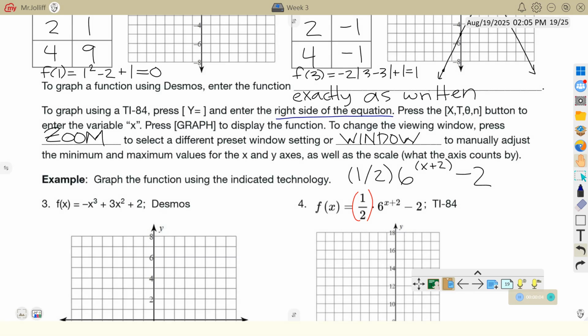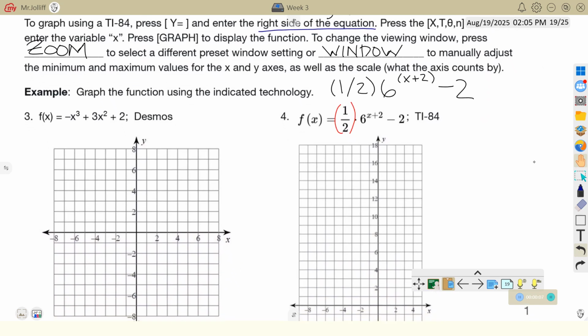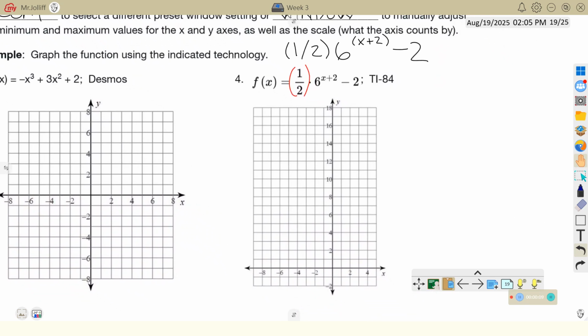Okay, so yesterday we looked at graphing with our calculator. We all learned how to write an equation on our calculator. What button do I press to enter an equation? Y equals, very good. So from yesterday, we should have y equals, and then in parentheses 1 divided by 2, and then 6, and then in the exponent, x plus 2, minus 2. I put that in our calculator.